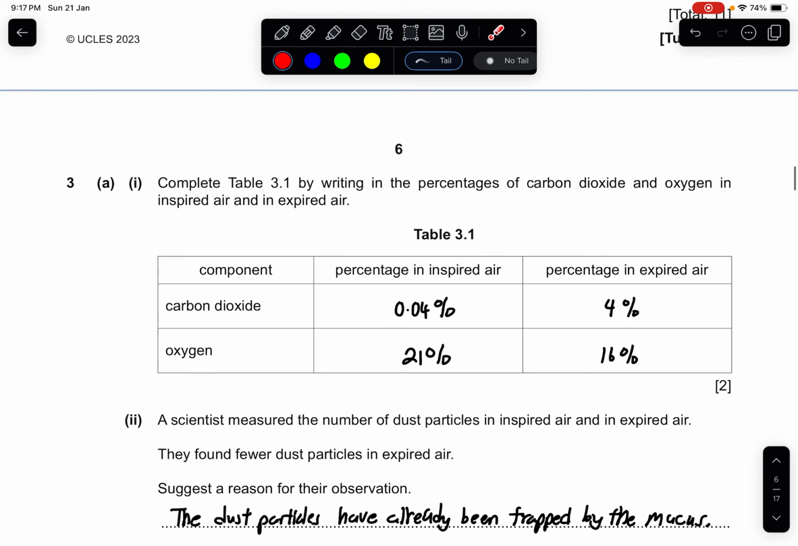Question 3a, part 1: complete table 3.1 by writing in the percentages of carbon dioxide and oxygen in inspired air and in expired air. For this question, I am requesting you to memorize these values. So you must know that carbon dioxide is first and oxygen is second, so there will be 0.04% carbon dioxide in inspired air and 21% oxygen, 4% carbon dioxide in expired air and 16% oxygen.